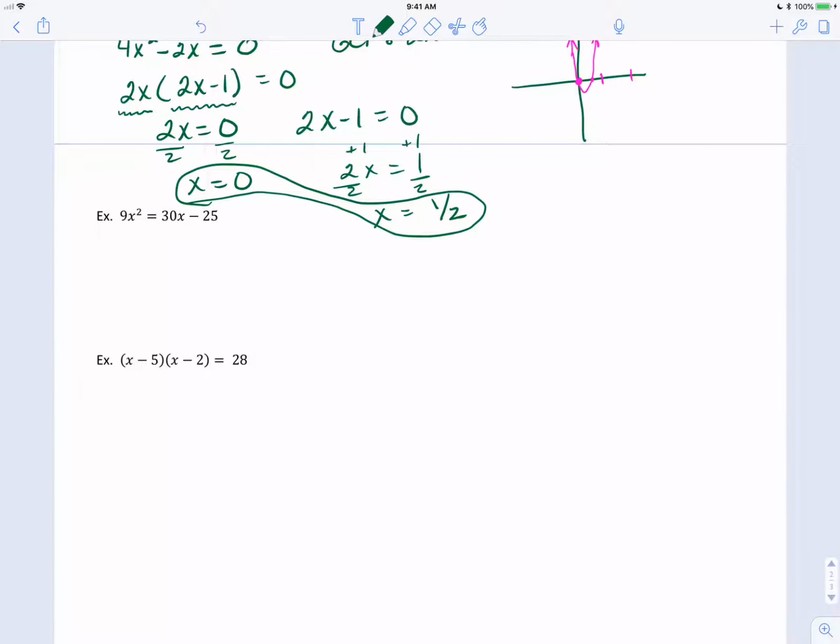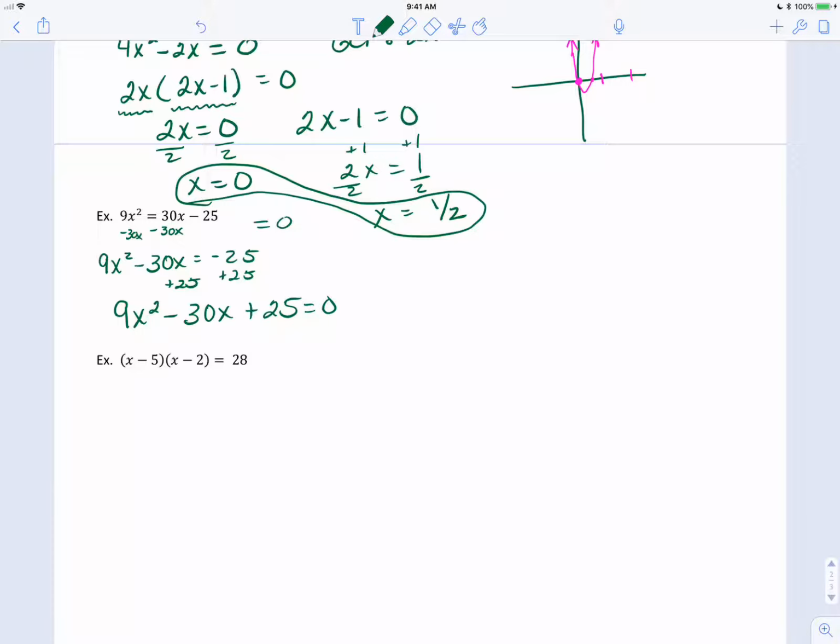So again, it must be equal to 0 in order to factor it. So we're going to move these other items over here. So 9x squared minus 30x is equal to negative 25. We'll still add the 25 to both sides. Just notice these are not like terms, so all we can do is put them in the correct order.